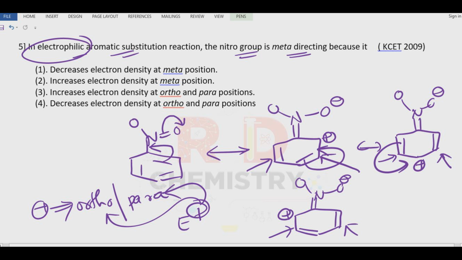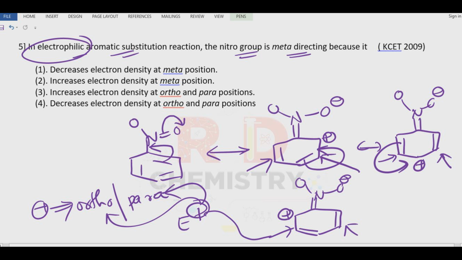Which means on the meta position there is no positive charge. The positive charge exists only on the ortho and para. Which means there is more electron density on the meta position. Therefore, the electrophile easily attacks the meta position. Okay. So what is the answer now? On the ortho and para positions the electron density decreases. Okay. Clear?